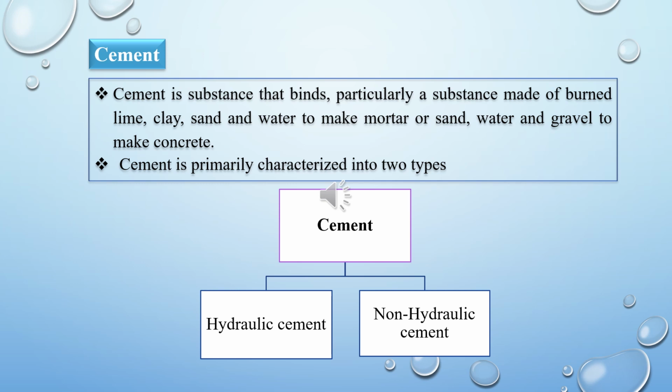Cement is a substance that binds, particularly a substance made of burned lime, clay, sand and water to make the mortar, or sand, water and gravel to make concrete. Students, in this point he said that cement is a substance which binds, particularly a substance, and those substances which are made of burned lime, clay and sand, and water to make the mortar or sand, water and gravel to make the concrete.